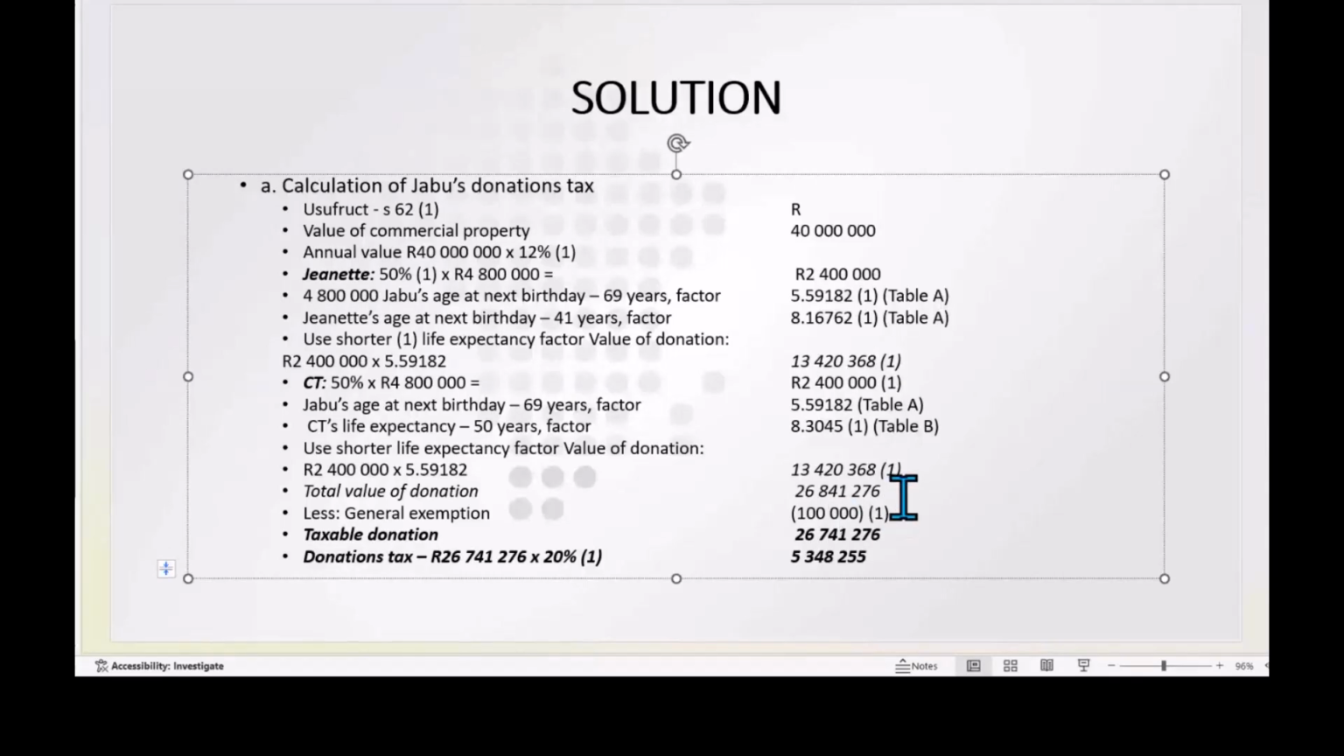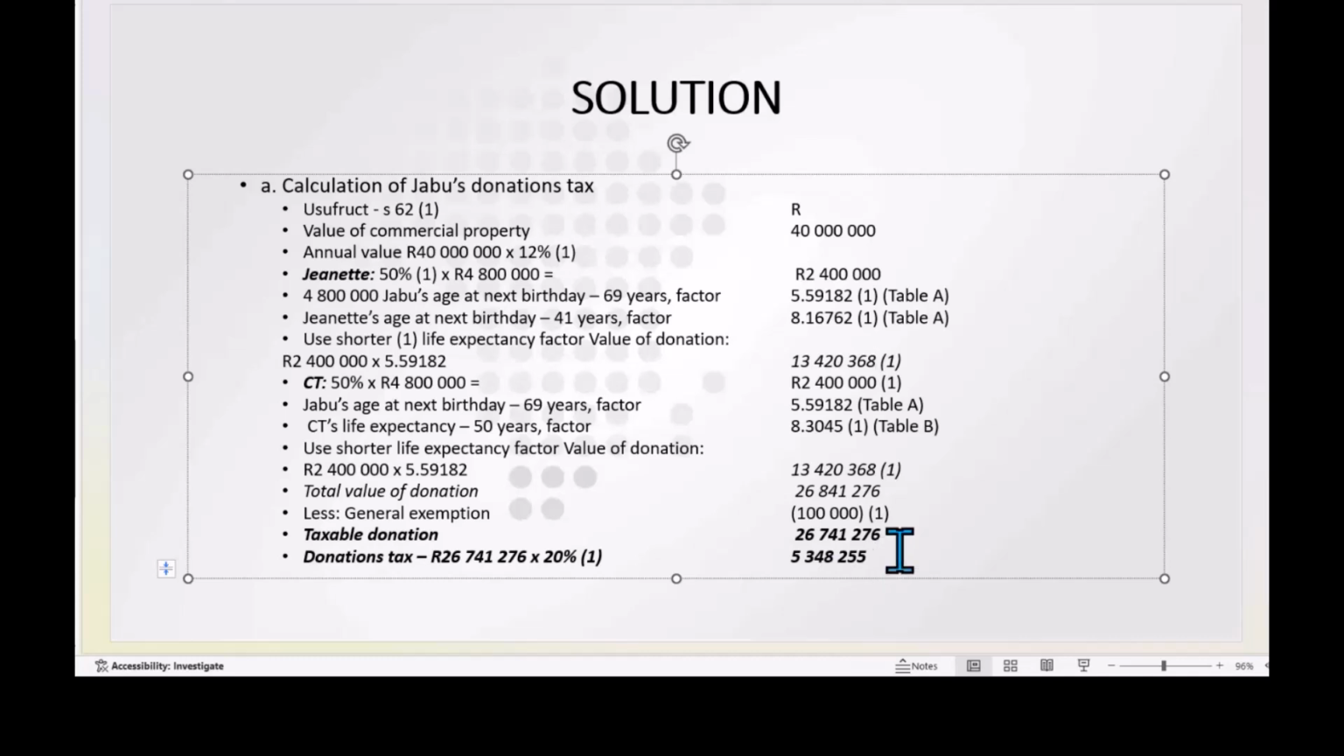26,841,276. Then we would list the general exemption that would be available to him. And then from there, we would get the taxable donation for the year of 26,741,276. So the donations tax that will be payable is 20% of that amount. And that gives us 5,348,255. Is everybody comfortable with this one?